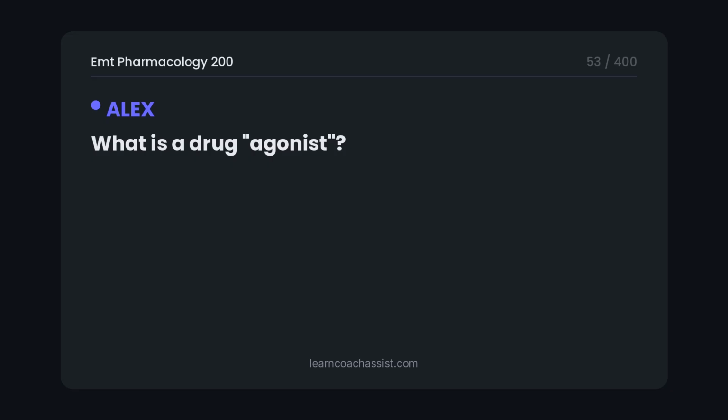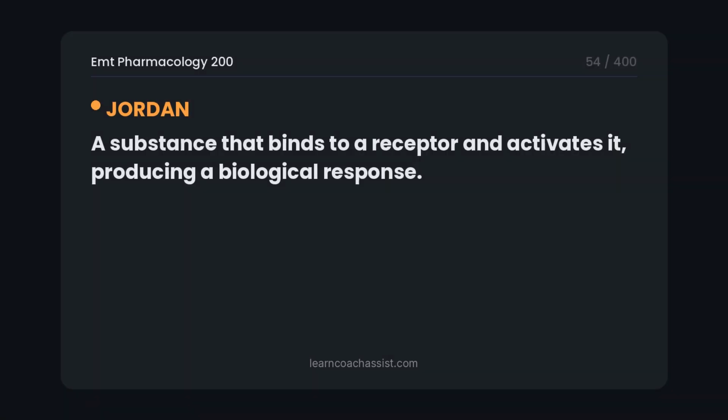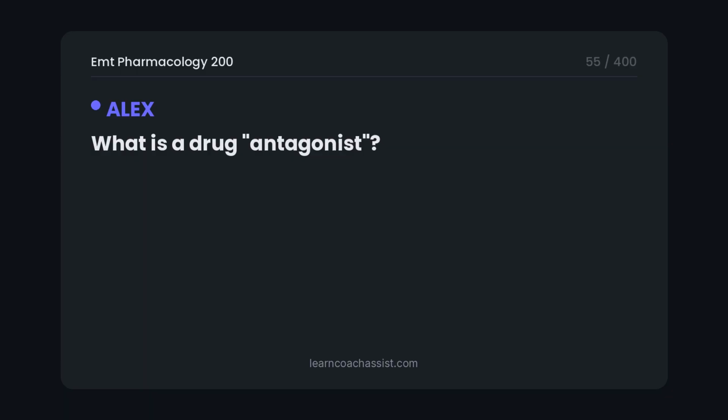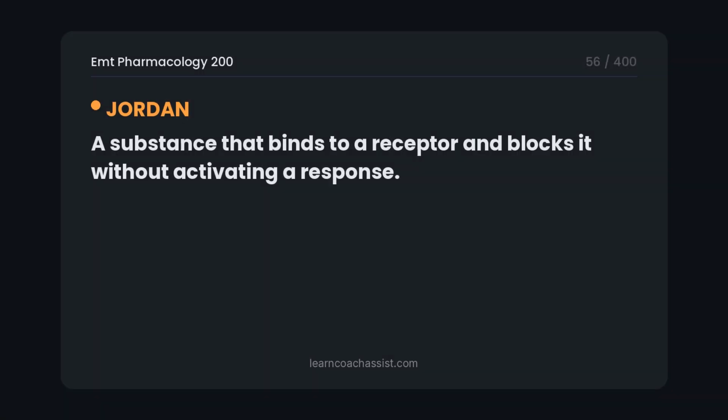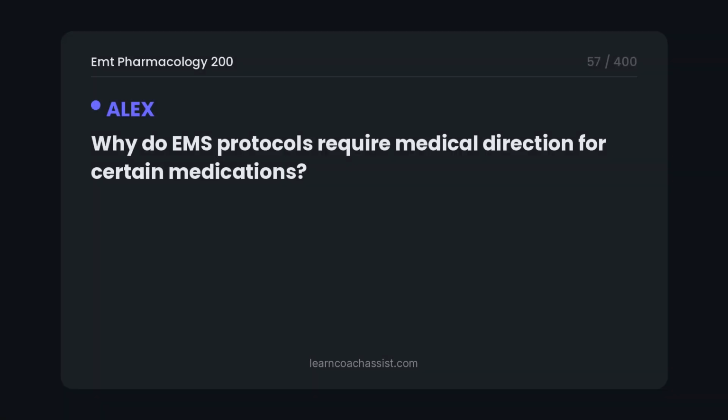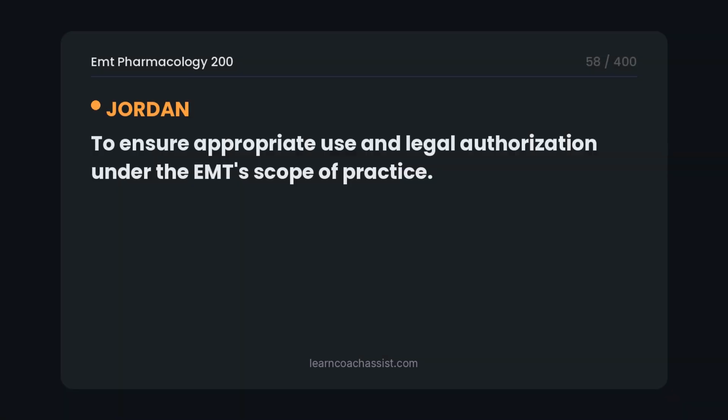What is a drug agonist? A substance that binds to a receptor and activates it, producing a biological response. What is a drug antagonist? A substance that binds to a receptor and blocks it without activating a response. Why do EMS protocols require medical direction for certain medications? To ensure appropriate use and legal authorization under the EMT's scope of practice.